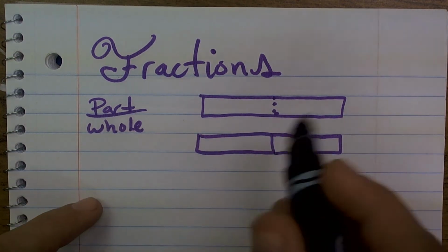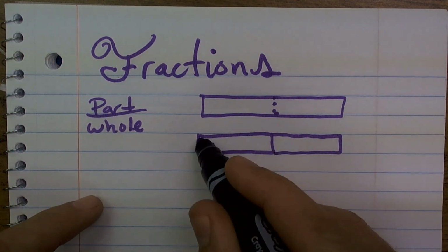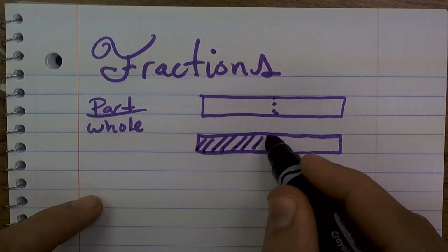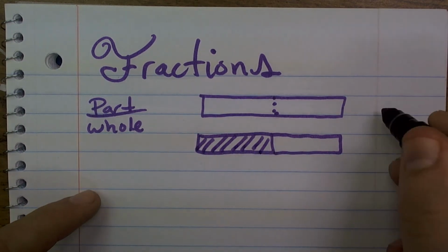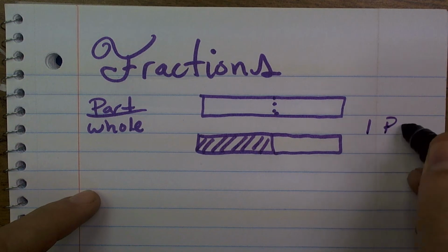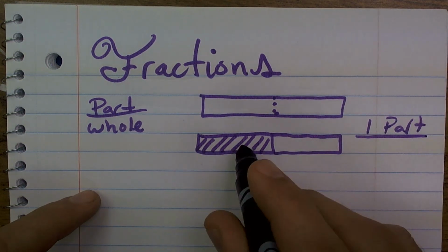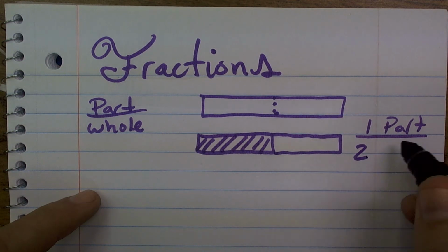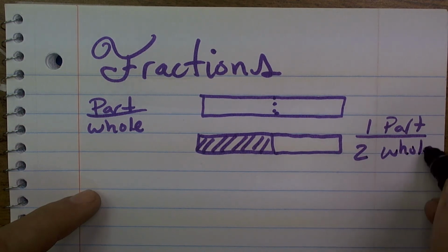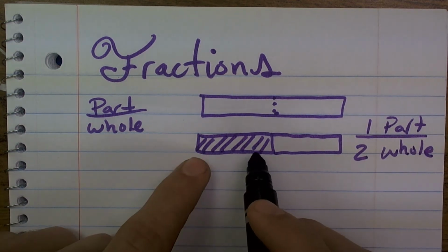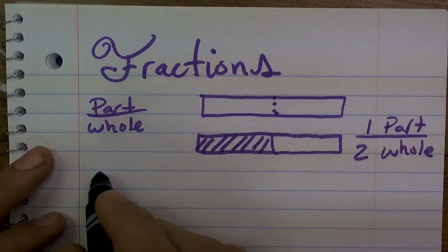So what I mean is, let's highlight a part. Let's just highlight this one. So what I'm saying is I have one part over, there's 2 that make up a whole. So 2 is a whole. Therefore, this highlighted part is what we call 1/2. Now, there are many other ways we can look at this.